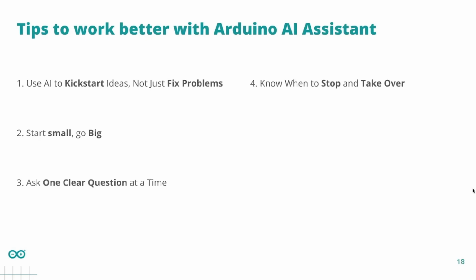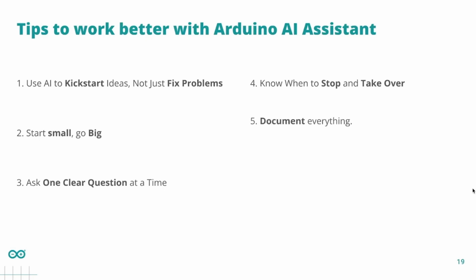Know when to stop and take over. This is really important. You know that you can use the AI to help you, to fix, to kickstart your ideas, but you have to know when to stop and put in your brain, your knowledge, your ideas, your creativity, and take over the work from the AI. This is really important. Don't make the error of letting the AI create everything. So keep the knowledge, keep the work on your project.